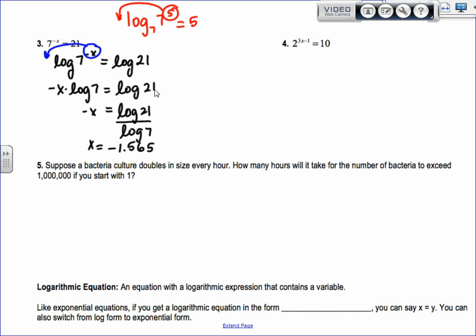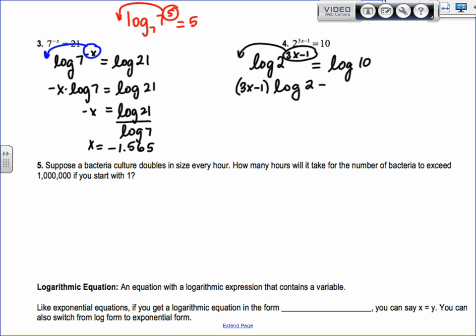Okay. So anyway, next one. You guys want to try number 4? Actually, maybe I should. We don't have much time. So we're going to do log of both sides. So I'm going to have log of 2 raised to the 3x minus 1 equals log of 10. It allows me to pull the power to the front. You're going to divide by log of 2. So you have log of 10 over log of 2 equals 3x minus 1.